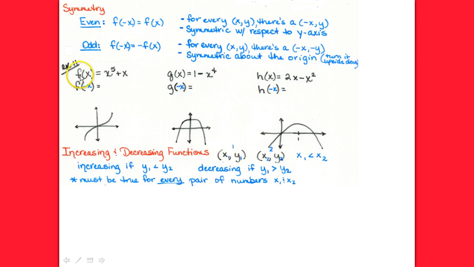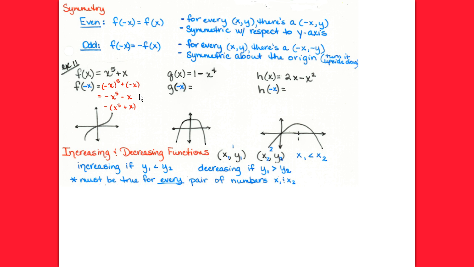If in example 11 they gave me f of x is equal to x to the 5th plus x, all right? If I want to test that algebraically to see if it's even, odd, or neither, I'm going to put negative x in the place of x. So that would give me negative x to the 5th plus a negative x. If I simplify that, I get negative x to the 5th minus x. And I look at that and I think that's an odd function, like it looks like the opposite of what I started with.